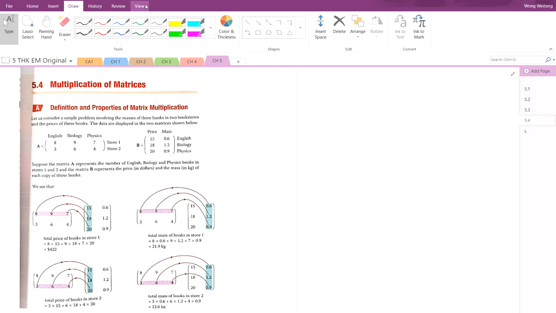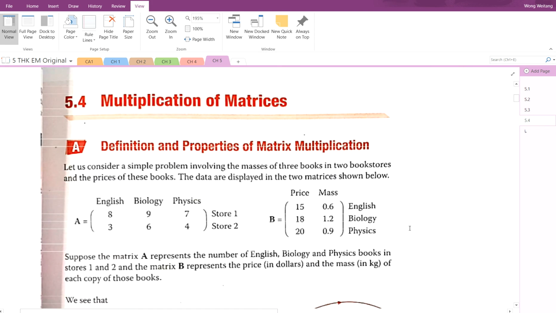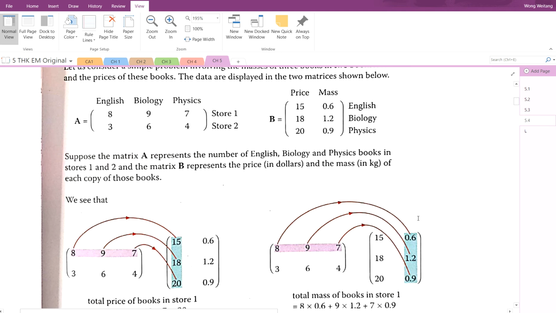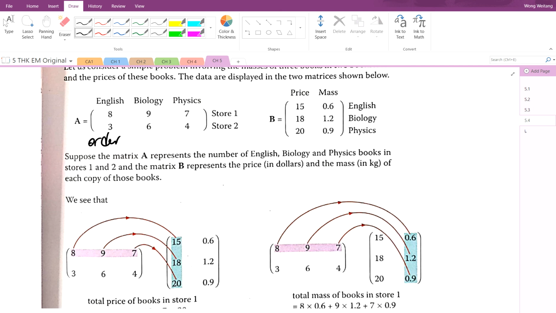Multiplication of matrices. This is what I was telling you about. So we have two matrices, A and B. What is the order for A? 2 by 3. Here, order? 3 by 2. Can multiply or not? Can. This 3 and this 3 are the same. Okay, put them together.